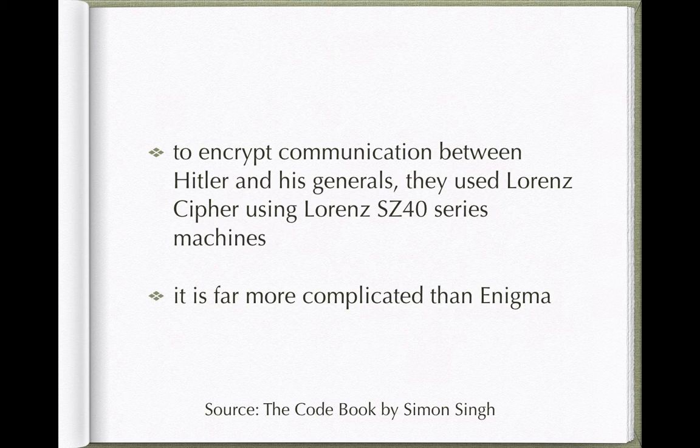This Lorenz SZ40 series was using a cipher called the Lorenz cipher, which is nothing but a Vernam cipher. Vernam cipher is nothing but a one-time stream cipher. It's similar to the RC4 cipher which came in later days, right? So it's a one-time cipher. For example, if you have a 1 kilobyte message, you need 1 kilobyte of key stream. Of course, in those days there was no digital computer. I'm just giving an example.